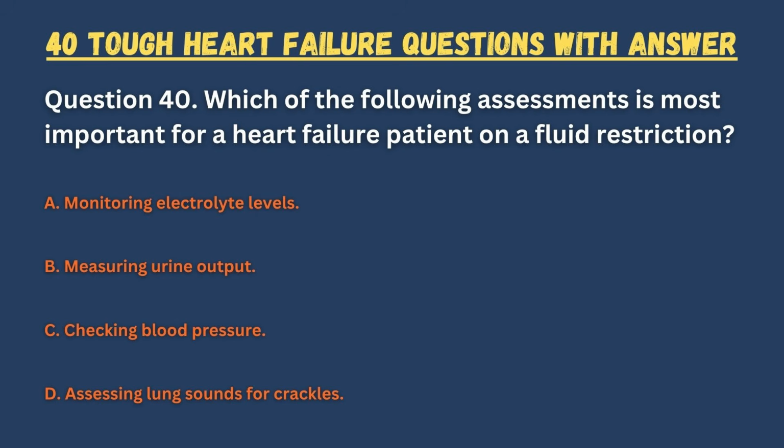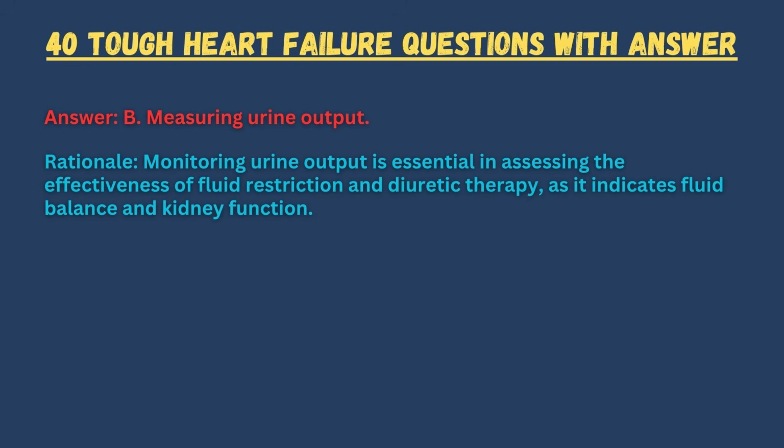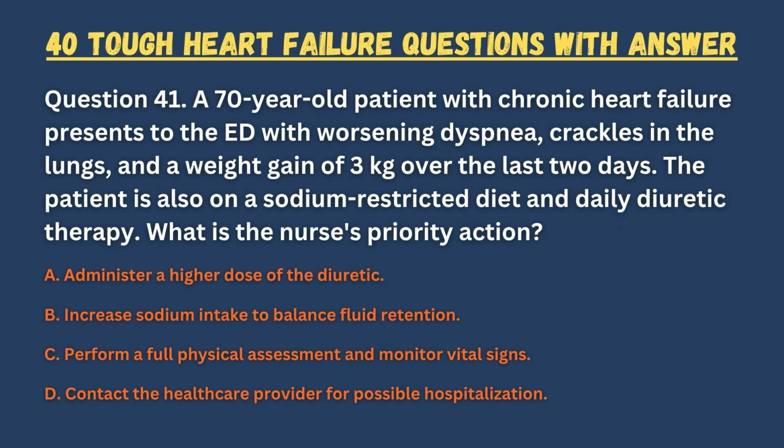Question 40. Which of the following assessments is most important for a heart failure patient on a fluid restriction? A. Monitoring electrolyte levels. B. Measuring urine output. C. Checking blood pressure. D. Assessing lung sounds for crackles. Answer. B. Measuring urine output. Rationale. Monitoring urine output is essential in assessing the effectiveness of fluid restriction and diuretic therapy, as it indicates fluid balance and kidney function.